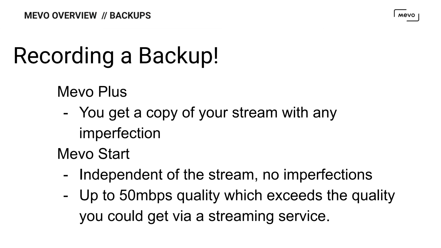So when it comes to the Mevo Start, it's completely different and is definitely an advantage, because the Mevo Start's newer hardware allows it to have an independent recording of the stream. Which means any imperfection that the stream happens to have, for whatever various reasons that streams have issues, is not at all going to affect the actual recording. So you can have a full quality HD backup on your micro SD card, regardless of what happens to that stream.